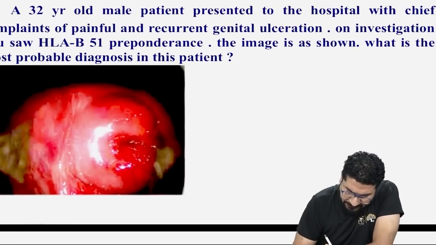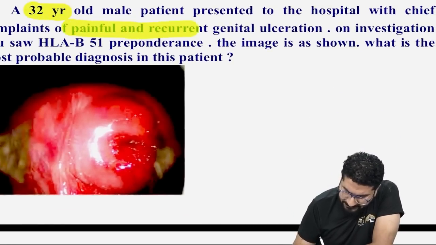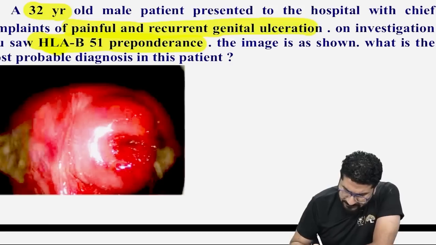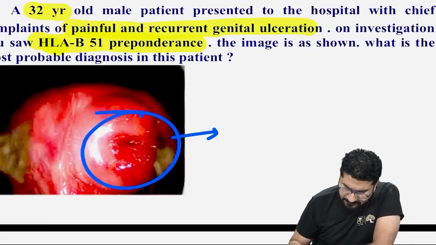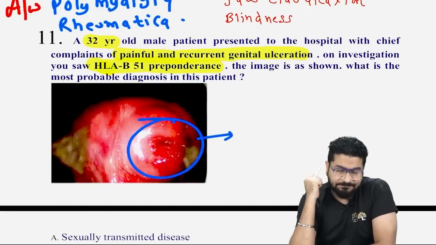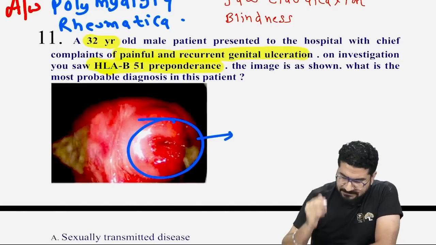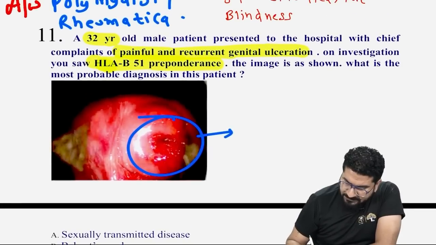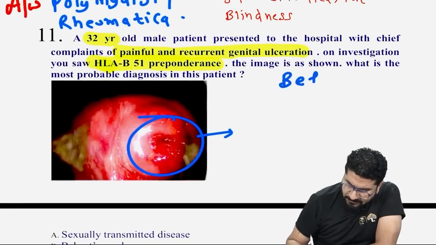Coming to the next question. A 32-year-old male patient came to the hospital with chief complaint of painful and recurrent genital ulcers. HLA B57 is preponderance. So what is that? You can see the genital ulcers in the image. These are the pathognomonic features where we see oral ulcers, genital ulcers and the positive pathergy test. I repeat, oral ulcers, genital ulcers and positive pathergy test. This is the classical case of Behçet syndrome. We also call this Behçet syndrome or silk route disease.